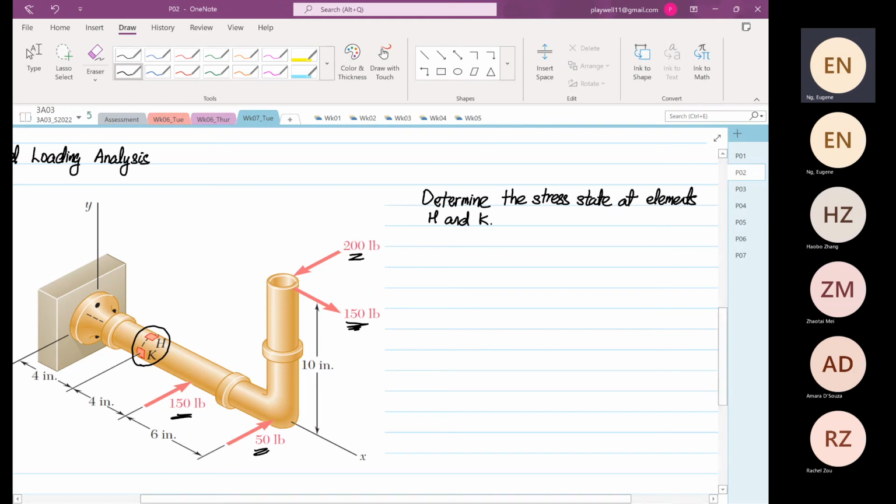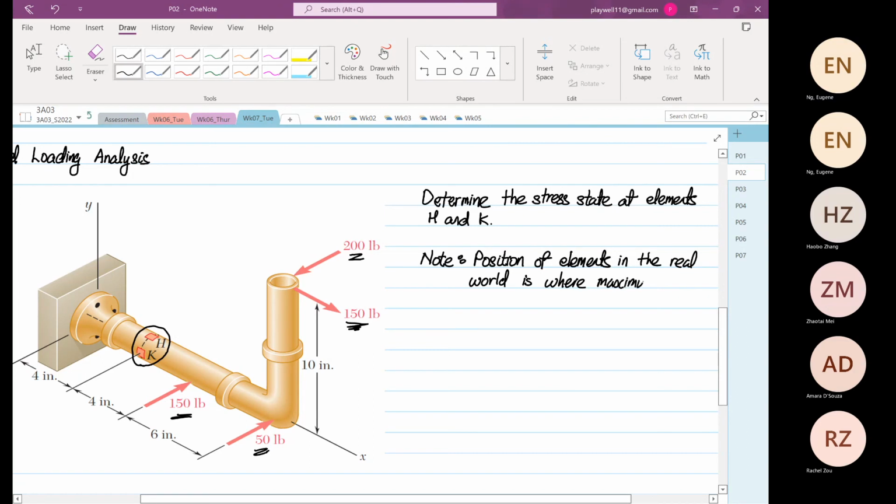Okay, H and K, where you see in this problem, is the stress state that we want to see. But in real life, where you position your elements is where you're going to guess where higher stress is going to be. So note that the position of elements in the real world is where maximum stress will occur.